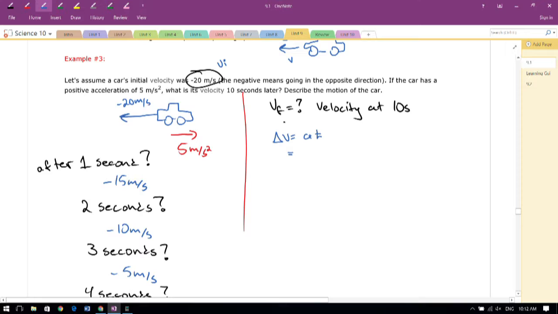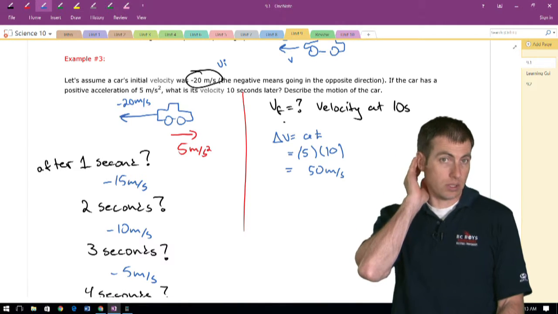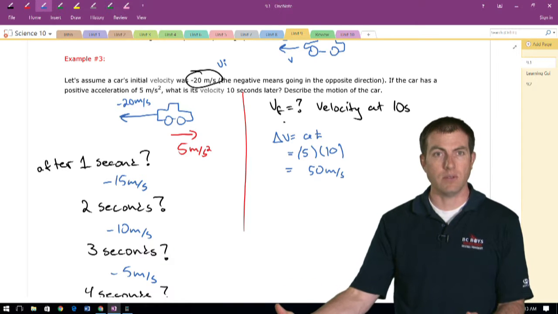The acceleration is 5. Just forget units here for a second. That happens for 10 seconds. So my change of velocity is going to be 50 meters per second. So let's just ignore the fact that we're traveling backwards at 20 to start. If I said your change of velocity is 50, you'd say, okay, let's say you started at 0 and I said your change was positive 50. So if you started at 0, you'd end at 50.